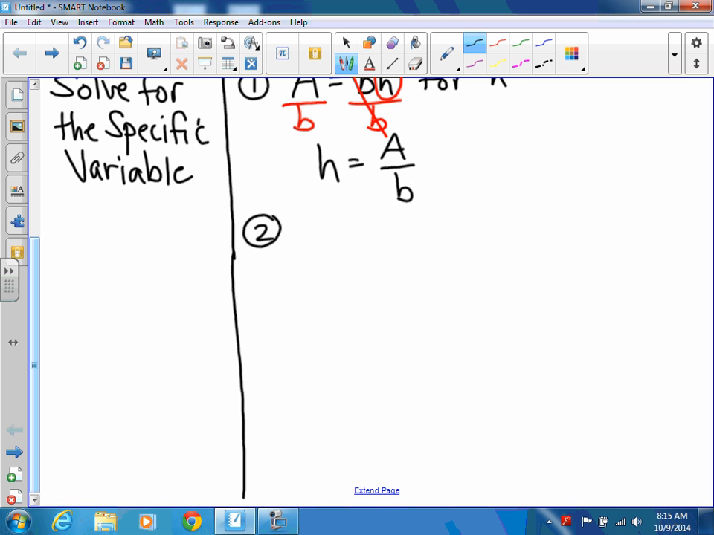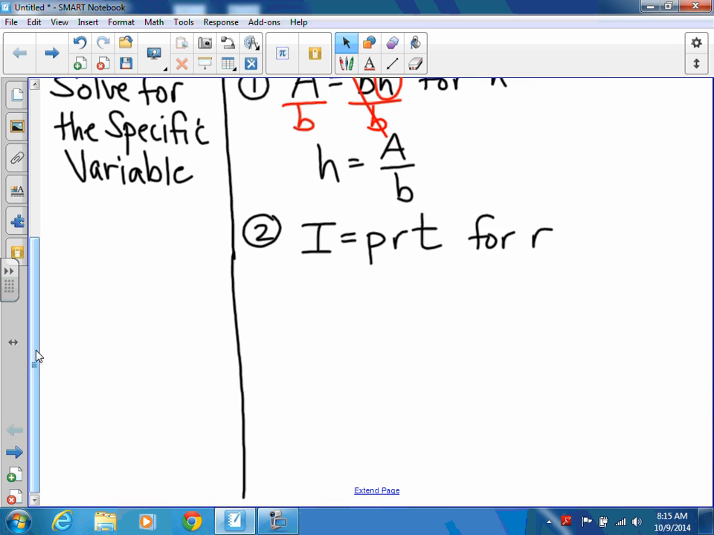Right, so let's take a look at another one. If I have I equals PRT, this is the simple interest formula that you may recognize. We want to solve this formula not for the I like it already is, but for the letter R. So circle the letter you want to stay, look at what's attached to it, and decide how you want to get rid of it.